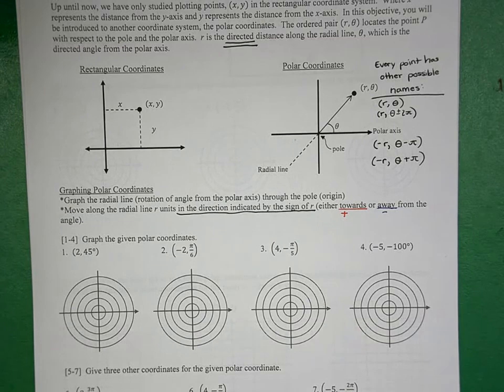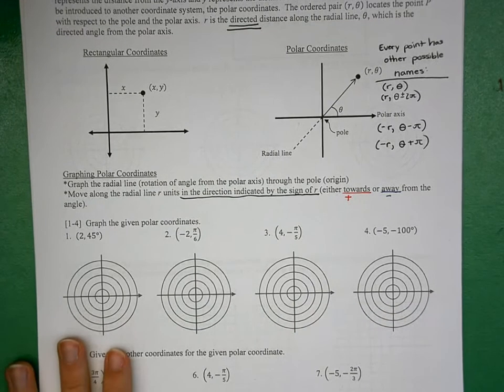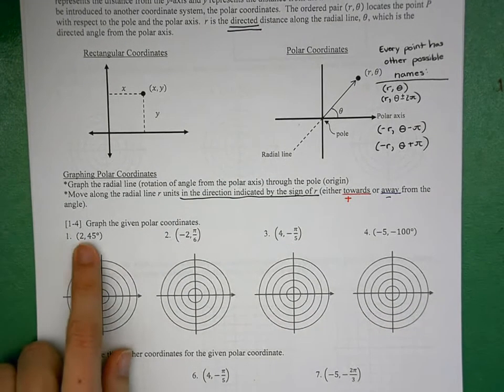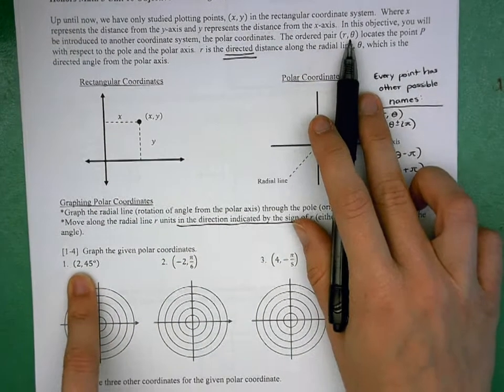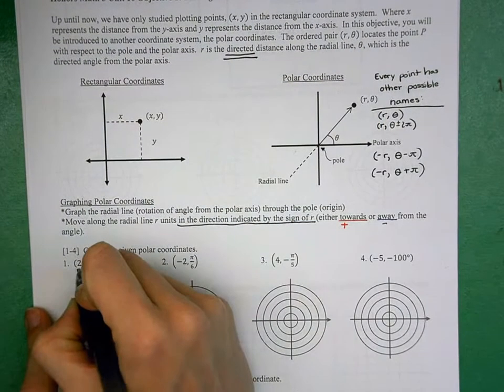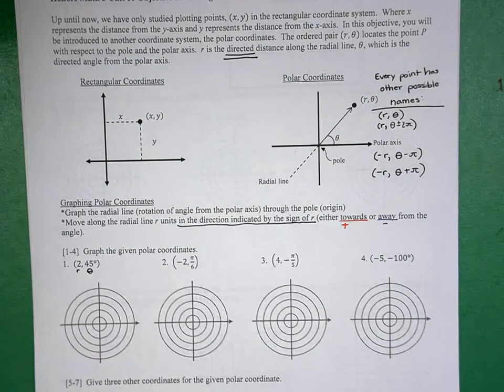Okay, so number 1 together here. We're graphing our given polar coordinates. We have 2, 45 degrees is the polar coordinate we're trying to graph here. And remember, with polar, it's r, theta. R always comes first, so my r is 2. My theta is my 45 degrees in this particular case.